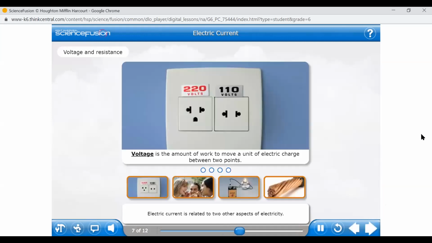Electric current is related to two other aspects of electricity: voltage and resistance. Click each image to learn more. Voltage describes the amount of work it takes to move a unit of electric charge between 2 points. The lower the voltage of an electric circuit, the less work is needed to move the electric charges. With higher voltage, the electric charges release more energy as they move.